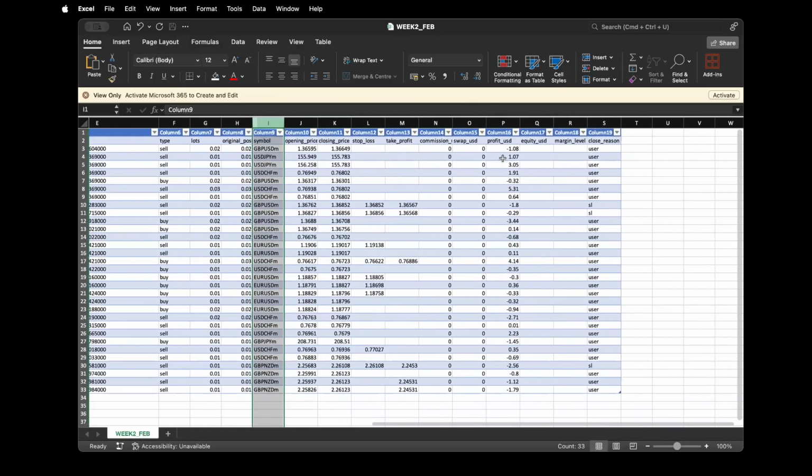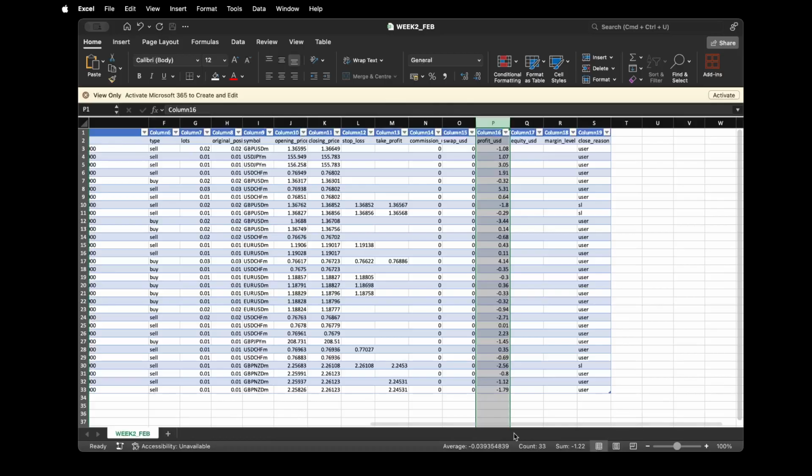And take profit, take loss, profit in USDT. So the sum of it is minus 1.22. So we lost around $1.22, despite the fact that we made some and we lost some. 4 we made, 4 we lost, 5 we made, 3 we made. We made some, but we lost most of them. So overall we ended the week in a loss of 1.22 USD.